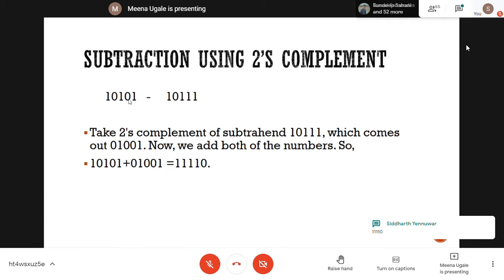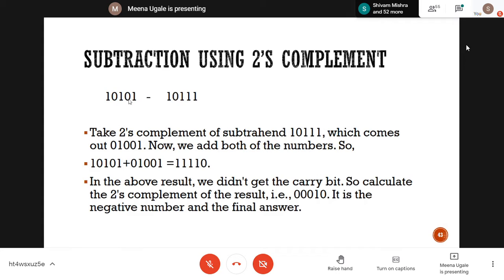Now in this case, what is happening? There is no carry generated. So when there is no carry generated, it indicates that this is the two's complement representation of a number. In the previous example, we got the carry in the addition, but here we did not get any carry. So now you are going to find out two's complement of the final added answer that you are getting.